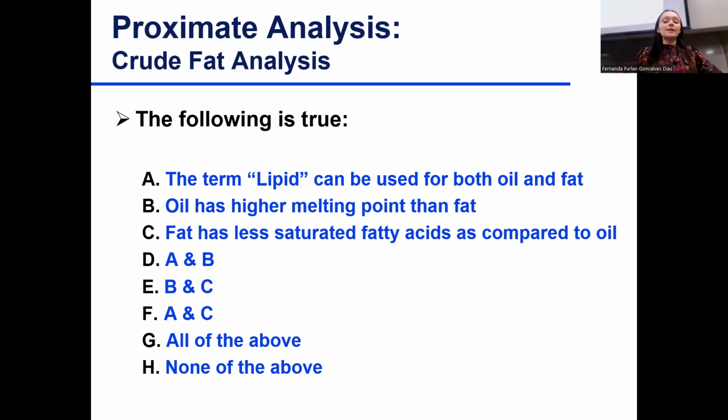So the term lipid can be used for both. When we talk about oil having a higher melting point, it's the other way around, right? Fat has a higher melting point than oils. Oils have less saturated fatty acids, fat has more saturated, right? When you think about lard and butter, they are more saturated. Vegetable oils are more polyunsaturated, with linoleic acid, alpha-linolenic acid, and so on.